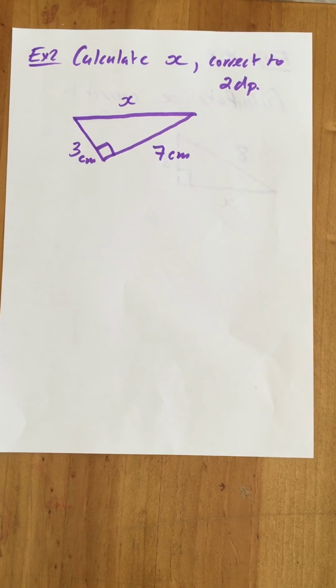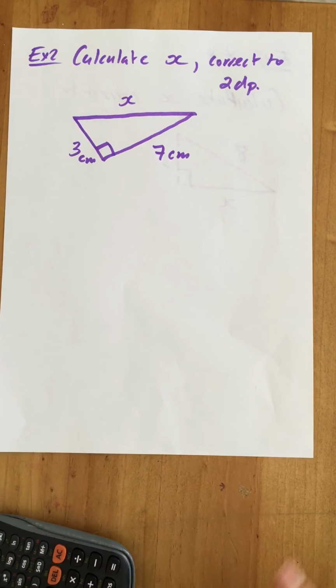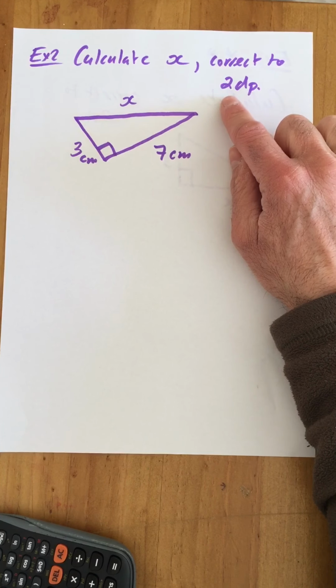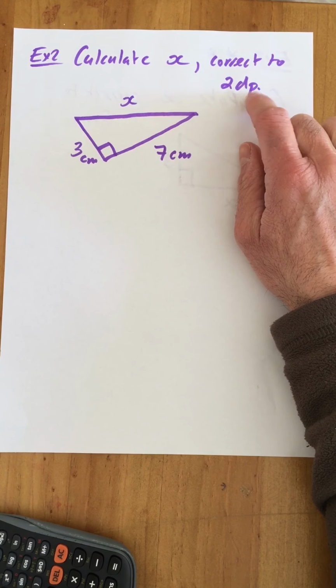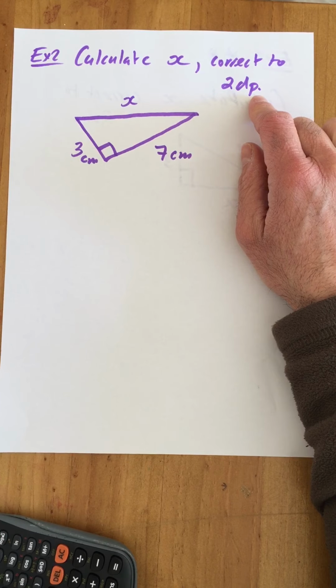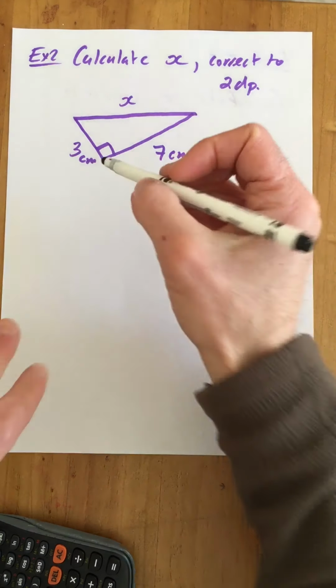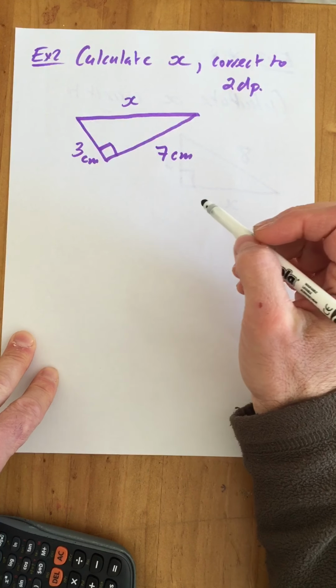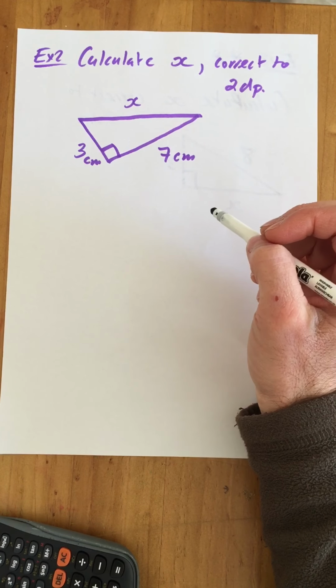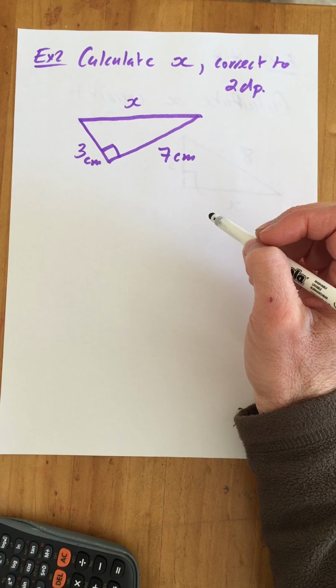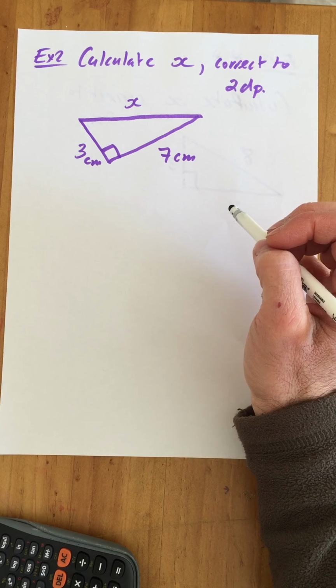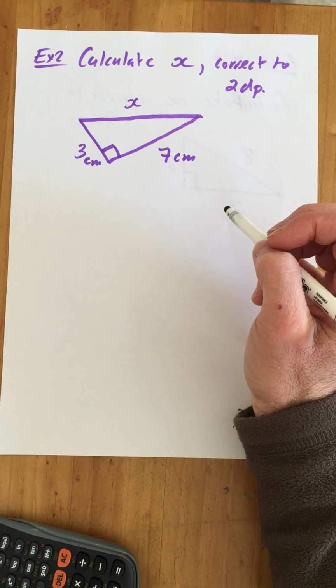In example 2, we have to calculate x correct to 2 decimal places. 2dp is my shorthand for decimal places. We have to calculate the length of x correct to 2 decimal places. And here's a triangle. Please note it's a right angle triangle. So if it's a right angle triangle, we are allowed to use Pythagoras' theorem. Pythagoras' theorem only works for right angled triangles.